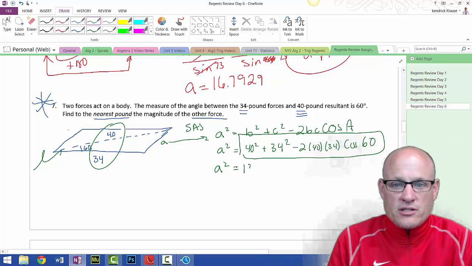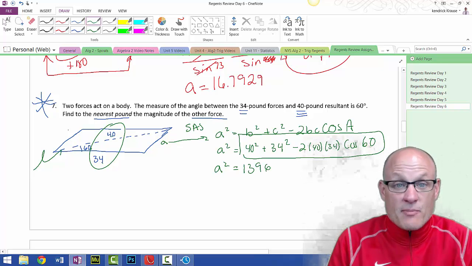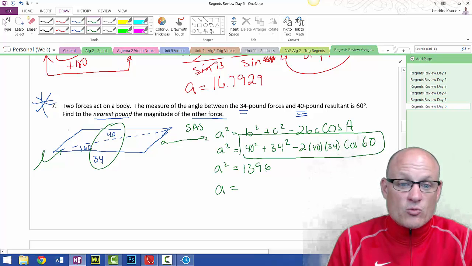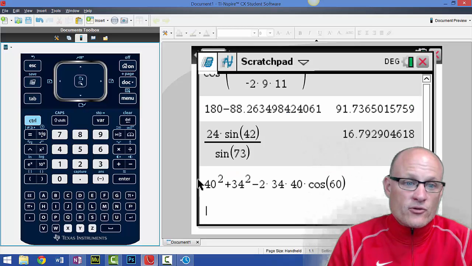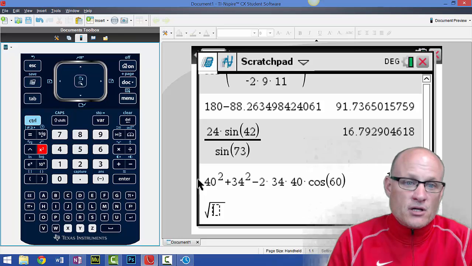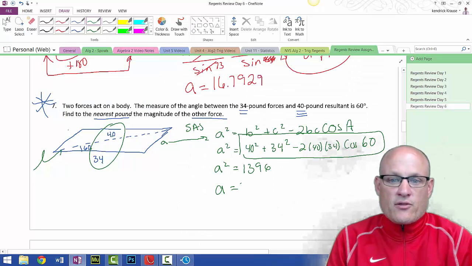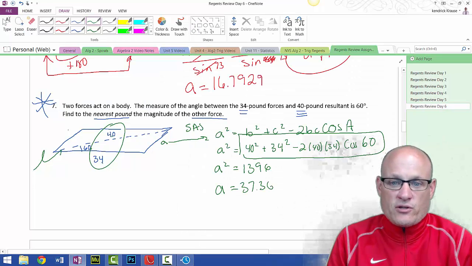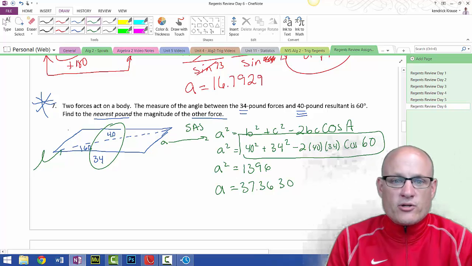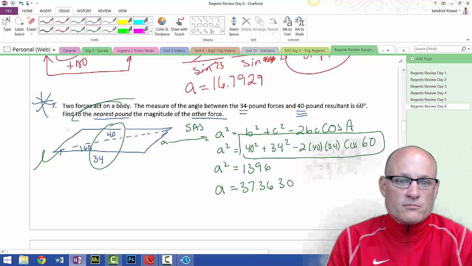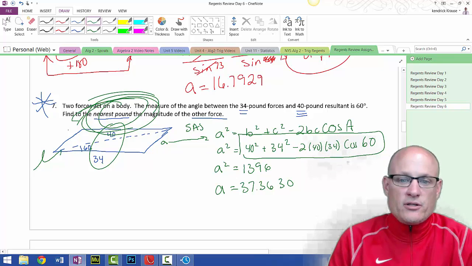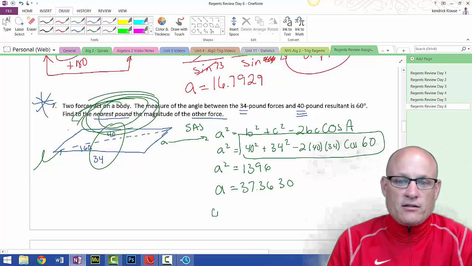1396 doesn't make sense as a side length. So what we're going to do is remember to take the square root of that. So the square root of that is 37.36, rounded to the nearest pound. So I get a equals 37.